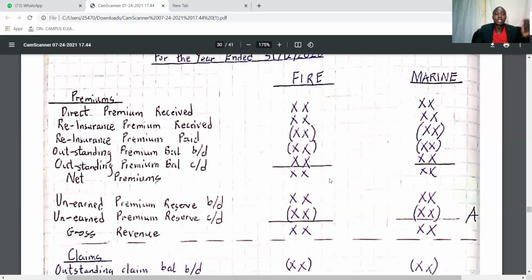Then you talk about the reinsurance premium received. For example, insurance firm B transferred premiums to insurance firm A. Then reinsurance premium paid, you subtract. That is whereby, for example, insurance firm A transferred premium to another insurance firm. Then you come and look at the outstanding premiums, balance brought down, and outstanding premiums, balance carried down. For the brought down, you subtract; for the carried down, you add. So you get the net premiums.